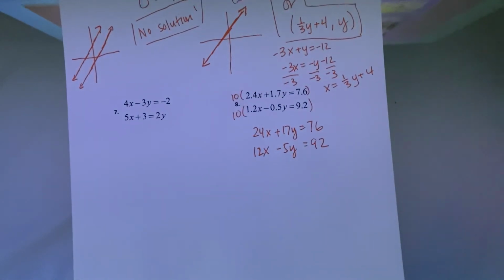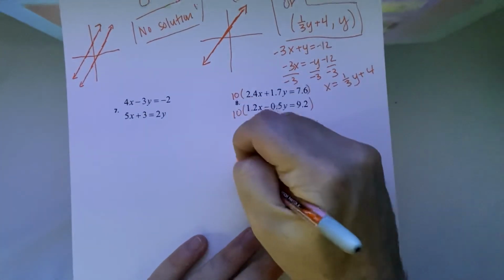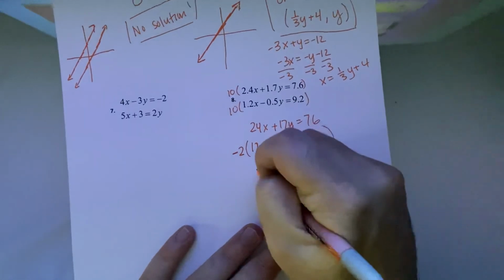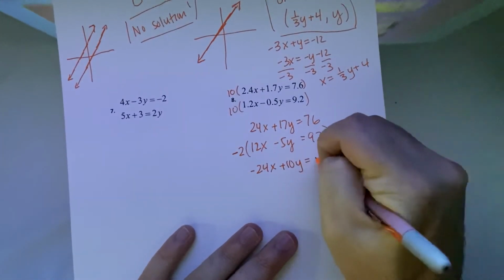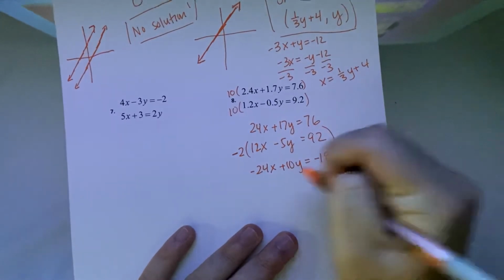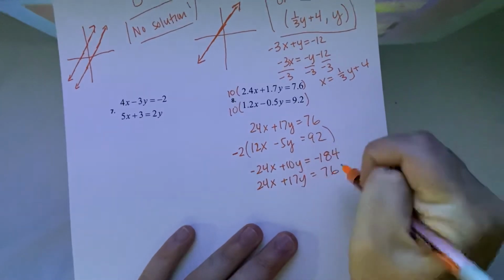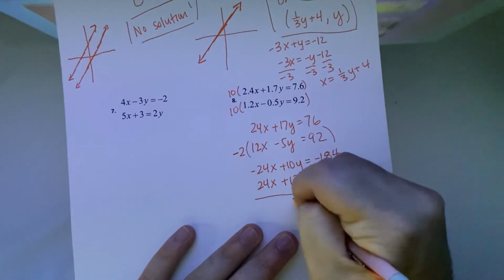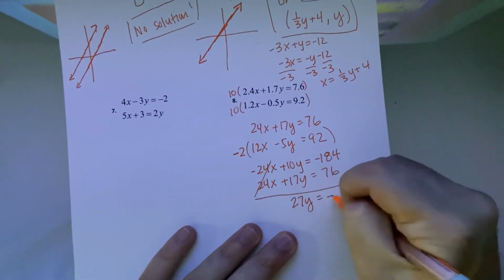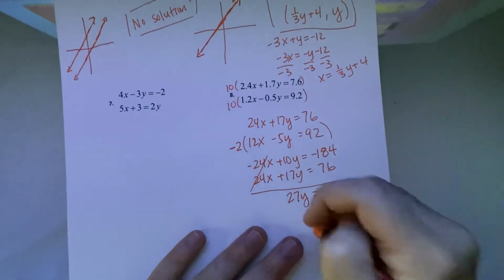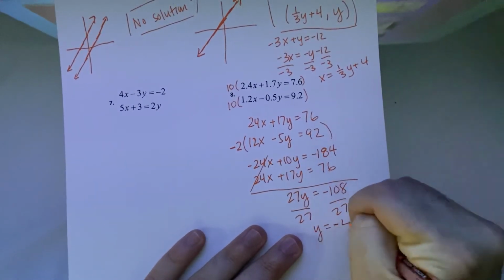Presumably, the easiest one to turn into another would be turning this 12x into a negative 24x, so I have to multiply it by negative 2. It gives me negative 24x plus 10y equals negative 184, which I can then line up with my 24x plus 17y equals 76 to get 27y equals negative 108, divided by 27. Y is negative 4.